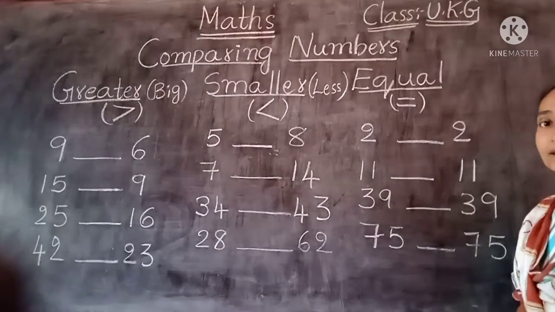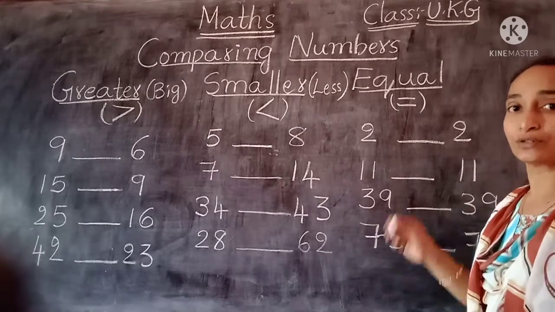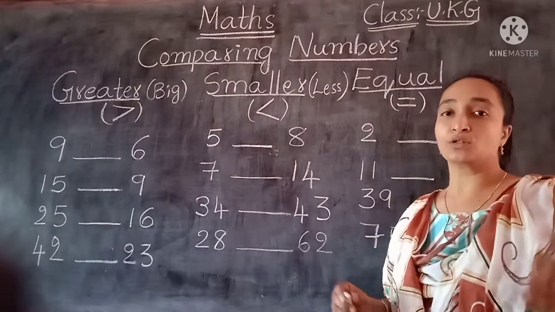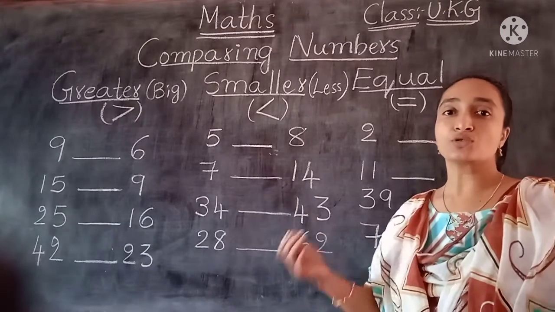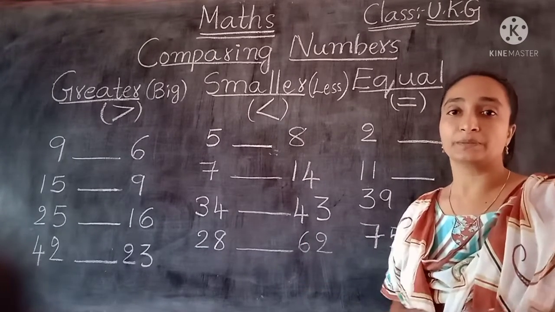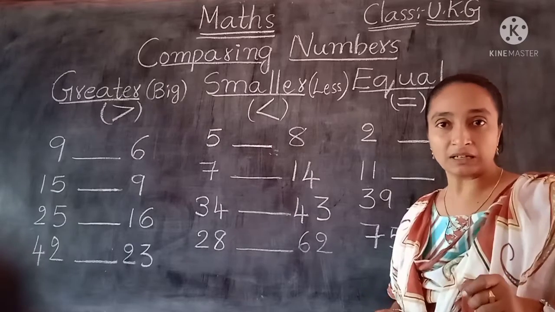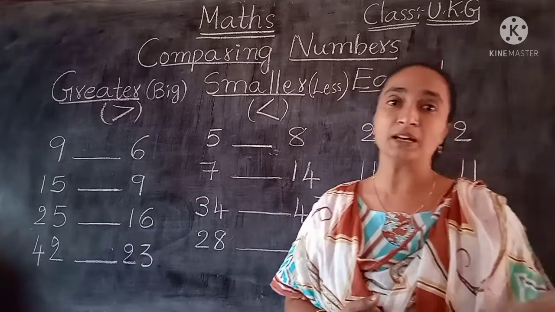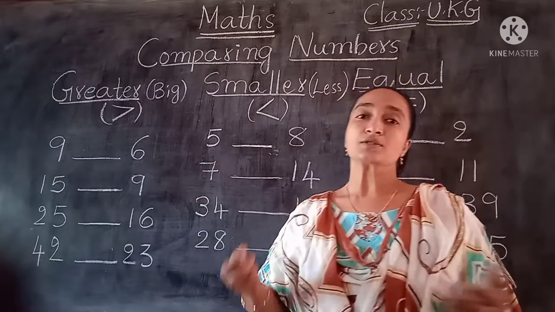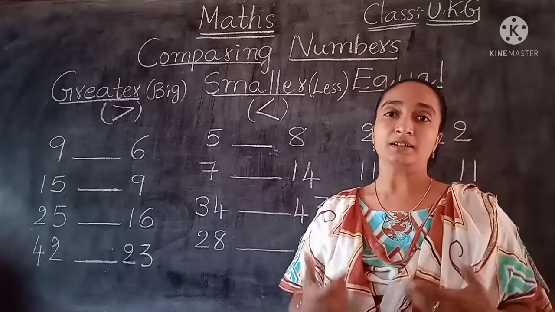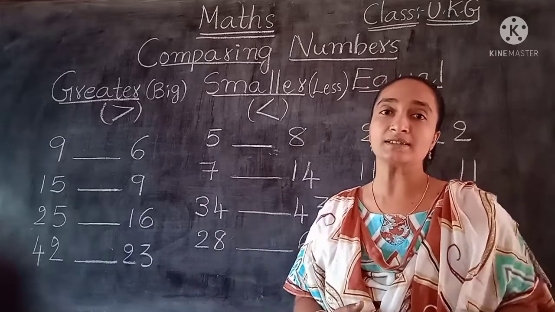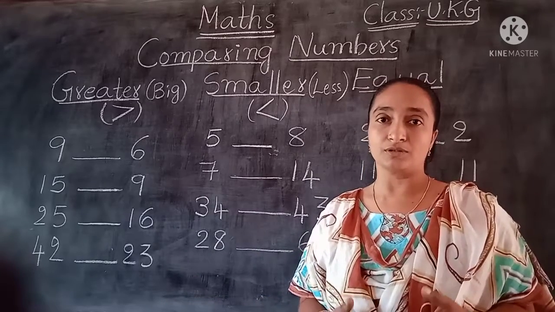And coming to the other symbol, that is equal. This is the equal symbol. Both are the same. Nobody is big and nobody is small. Both are the same, equal. For example, when there are two children in a family, obviously one will be the elder one and the other will be the younger one. Okay, children? When we talk about the two children, we will say this boy is elder and this boy is younger.